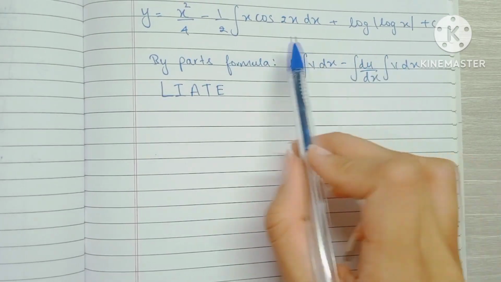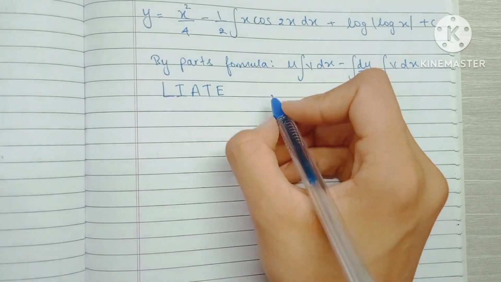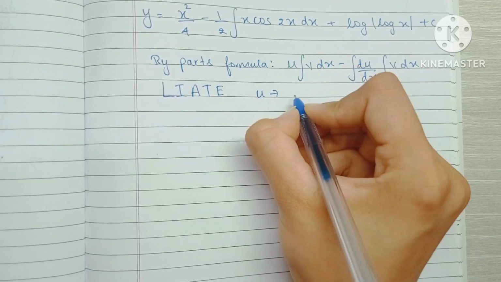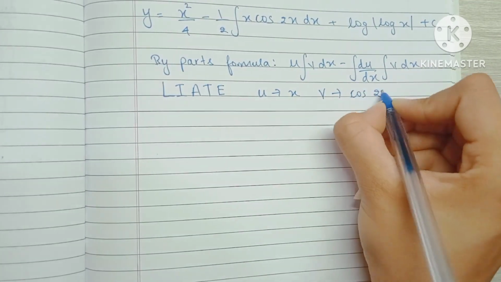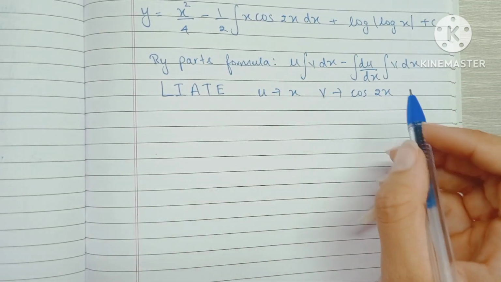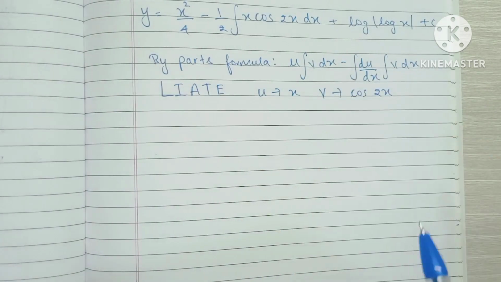So we have the by parts formula here. Based on the LIATE rule, I'm going to be placing u as x and v as cos 2x. If you're not quite familiar with this rule and this formula, I've linked my video in the description below where I've explained this entire formula, so you can go check that out.